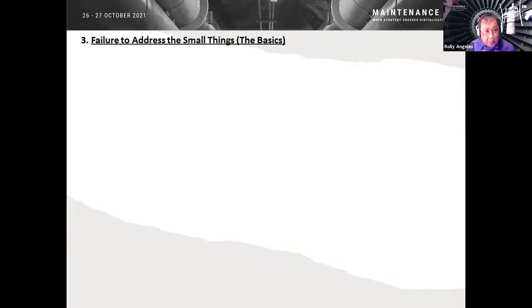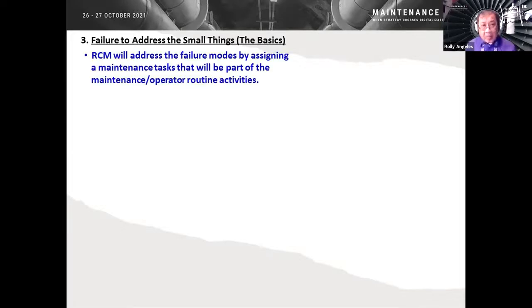So if we talk about lubrication, if we talk about lubricating oil, what the human eye can see is in the range of 40 microns. But according to tribologists, those specialists on lubrication, the smaller the contaminant, the more destructive it can be inside our equipment and assets. Now, RCM will address the failure modes by assigning a specific task that will be part of the maintenance or the operator routine activities.